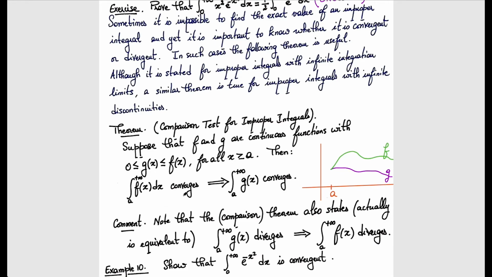What this theorem is saying is, if the improper integral from a to infinity of f of x dx converges, in other words, if you want to interpret this geometrically, if this area here, the green area, which is under the top curve, the function f, is finite, then the integral from a to infinity of g of x dx, which can be interpreted as the area under the bottom curve, g of x, is also finite, correct?